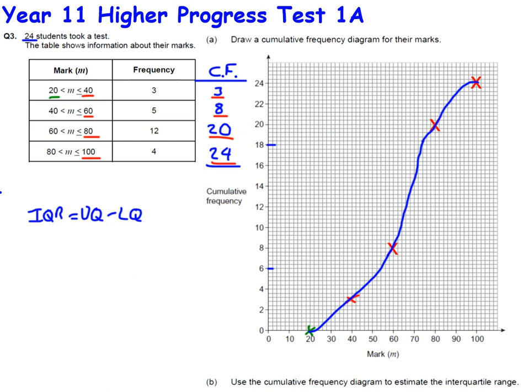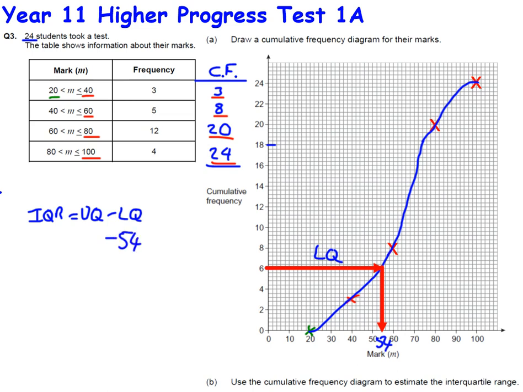Now with this, we do not do 18 take away 6. What we need to do is use the graph and work out the value of 6. So when we use the graph, we go across and we go down. We can see that in our case, from my graph, the lower quartile is 54. Be careful that the scale goes up. So lower quartile, and we've got 54.